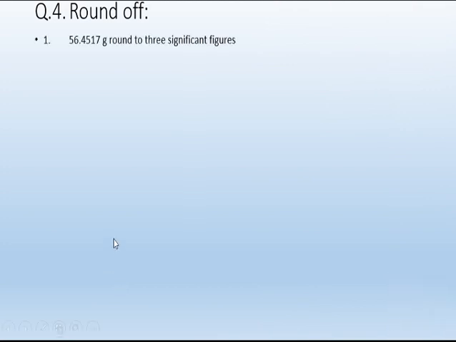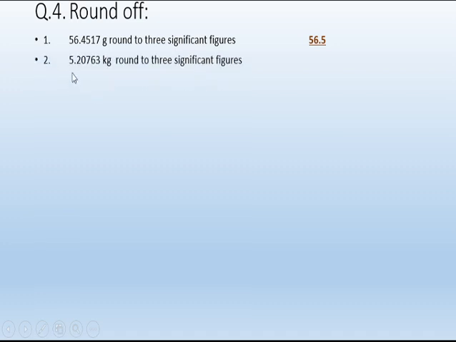Now another example of rounding off. It says round off 56.4517 to 3 significant figures. In counting significant figures, we start from left to right: 5, 6, 4. These are the 3 significant figures. It means we'll be removing 517. Whenever we are removing 517, the first digit 5 is 5 or more, so we add plus 1 here. So it will become 56.5.